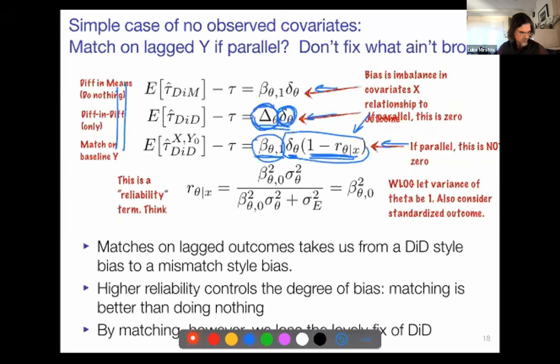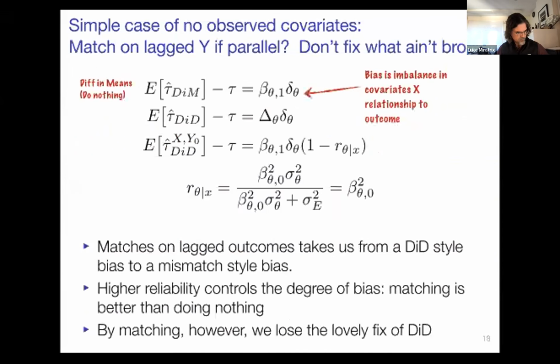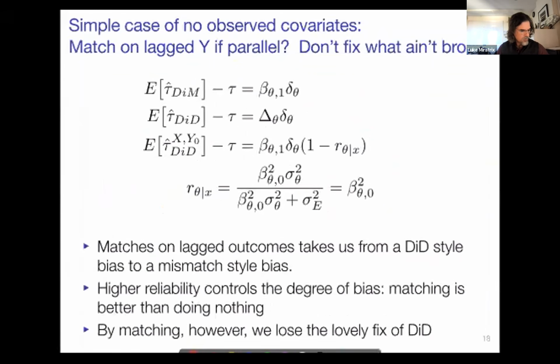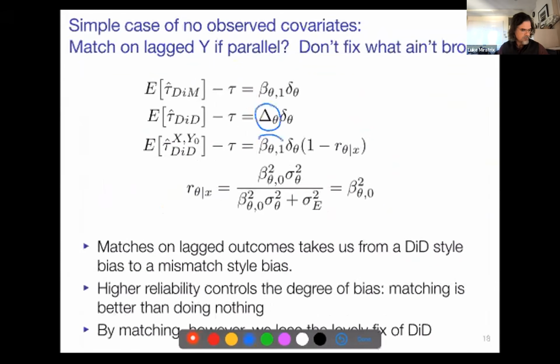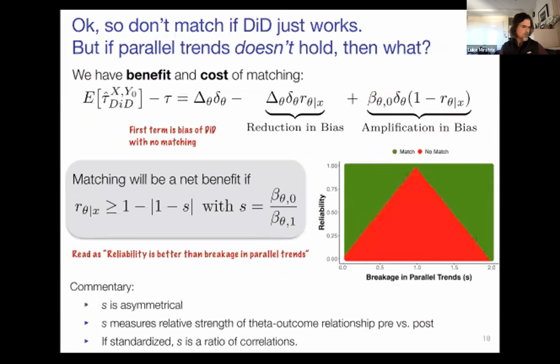We're going from this delta theta to this beta. This delta theta is so powerful because that is change in relationship between theta and outcome. And if you believe that change is relatively stable across time, then that delta theta is going to be 0 or close to 0. Going from that to this value right here, which is how strong the relationship is between theta and your outcome, that could be a very bad deal, even though you're getting this shrinkage over here. So don't match if diff-in-diff just works.